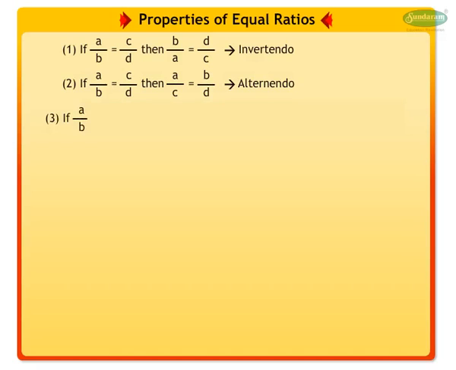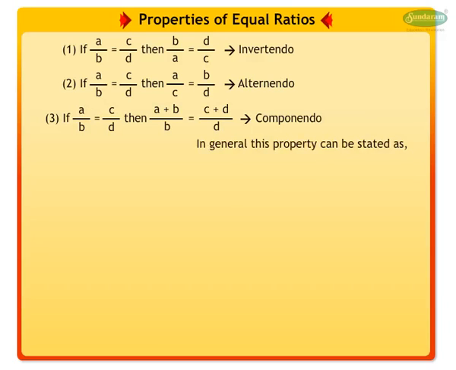3. If a/b = c/d, then (a+b)/b = (c+d)/d. This is the property of componendo. In general, this property can be stated as (a+mb)/b = (c+md)/d, where m is a positive integer.